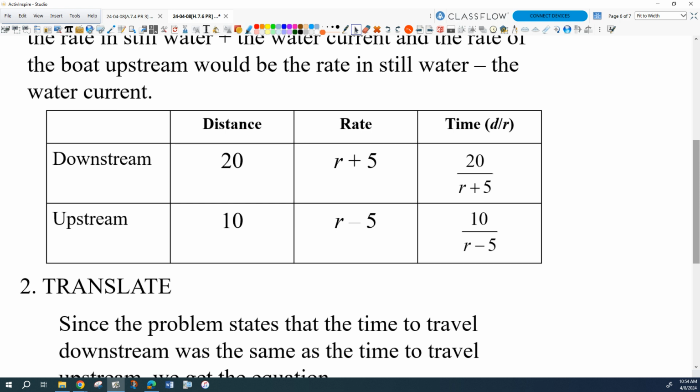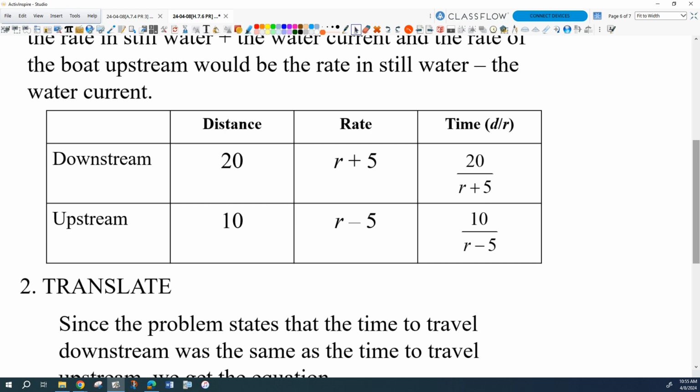Okay. If R, we'll call R the rate, that's the normal speed of the boat in still water. If the current was 5, then doesn't it mean that our downstream rate would be R plus 5 and upstream would be R minus 5? Everybody agree? Okay. Well, what's the amount of time?